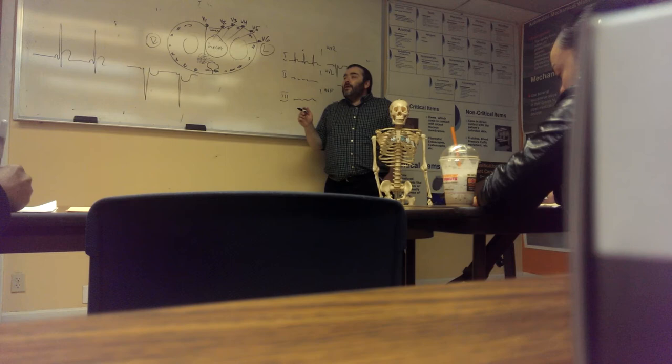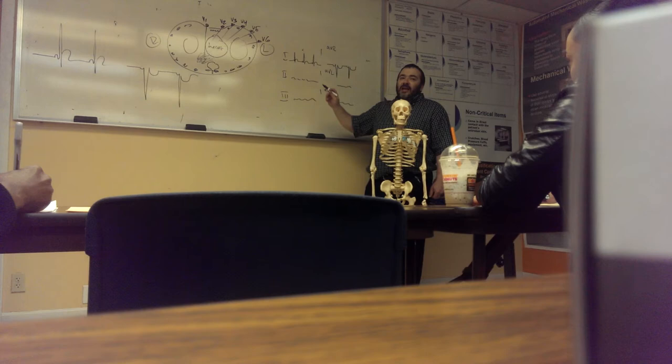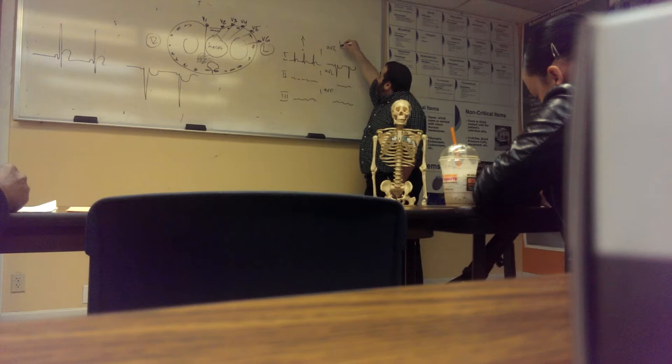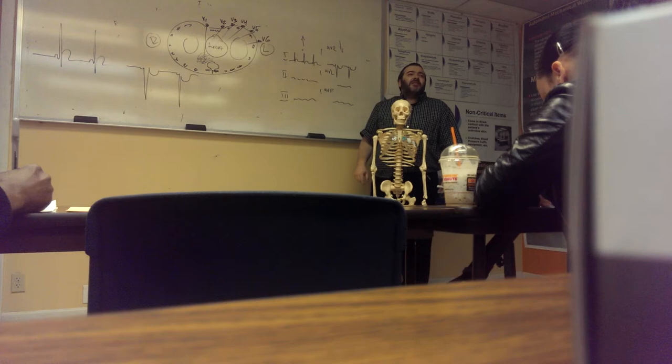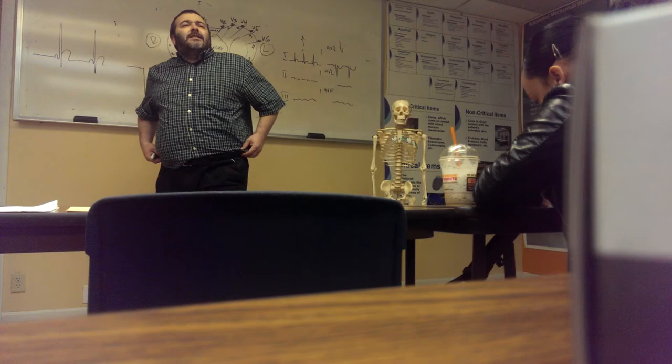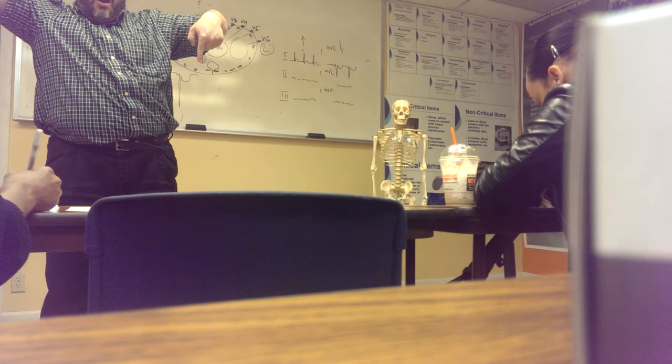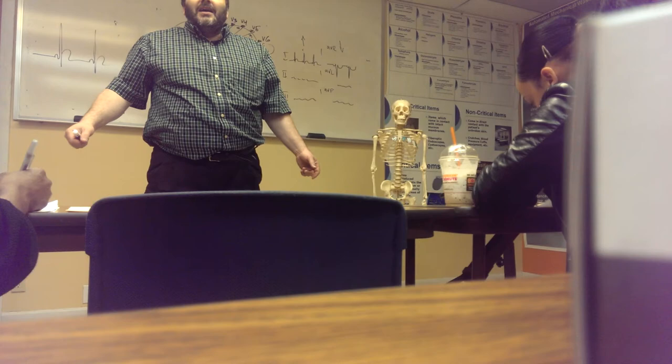Now, why did I do that? It's imperative for you to know what I just did over here. Lead one always points up, while AVR always points down. You need to know this. Lead one must always point up. AVR must always point down. If you see that lead one is pointing down and AVR is pointing up, you have a problem. And the problem is that by accident, instead of the left wire going to the left, you put it on the right. And instead of right, you put it on the left.